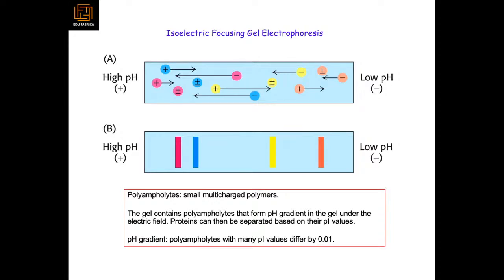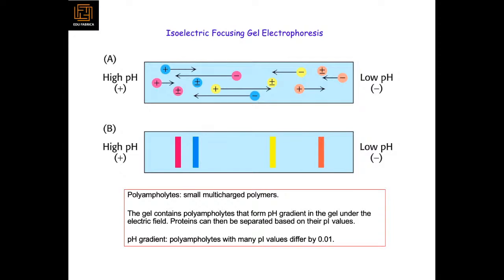Further, before you go for gel electrophoresis, there is 2D gel electrophoresis, which is based on isoelectric focusing gel electrophoresis. In this, you have a high pH and a low pH, and you separate your protein particles according to the pH level. They will find their isoelectric point, that is the pI value, and according to that pI value, you will separate them.